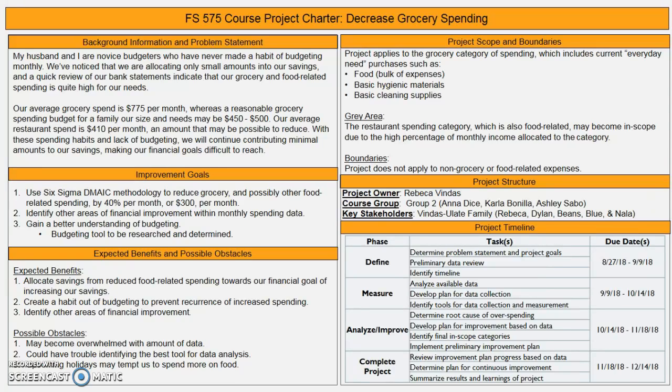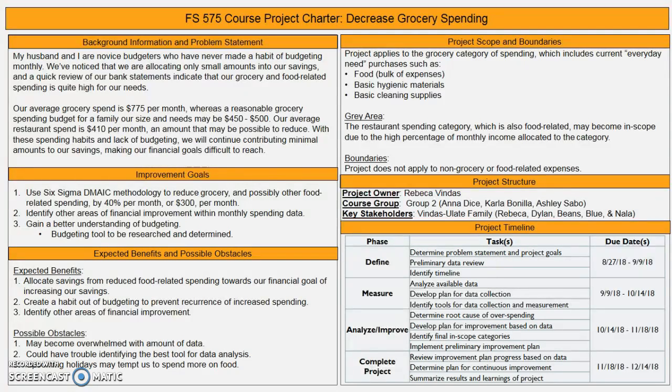The boundary of this project is that it just doesn't apply to any non-grocery or food-related expenses right now. As you'll see in my expected benefits, that's something that I would like to see change. I want to eventually be able to apply this methodology to other categories as well.